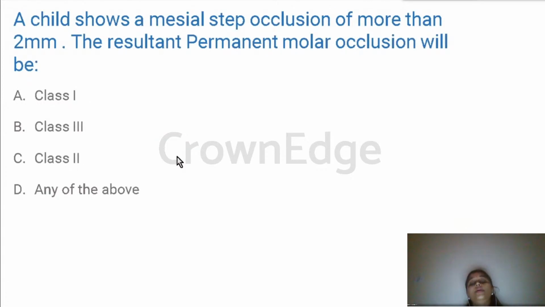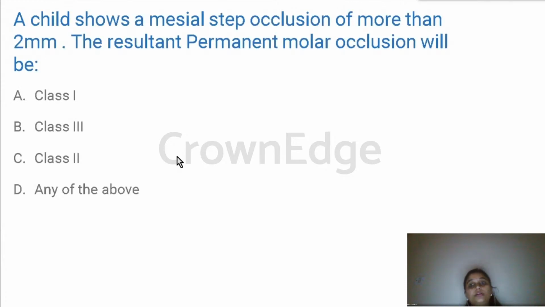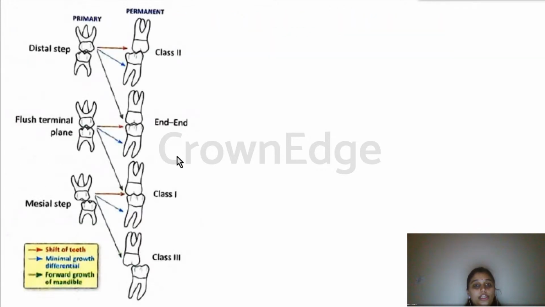Right. So this is where your question about the flush terminal plane leading to end-on relationship actually comes into the picture. So you have a child who shows a mesial step occlusion of more than 2 mm, and the resultant permanent molar occlusion will be, very carefully read the question, mesial step occlusion of more than 2 mm. What will happen in this case? Answer is B. It leads to a class 3 molar relationship.